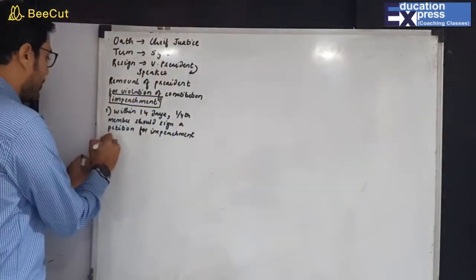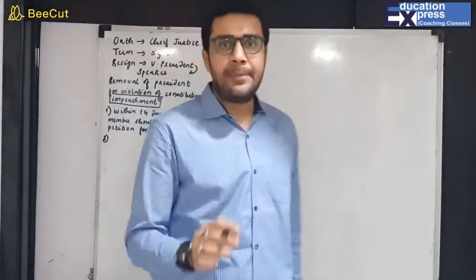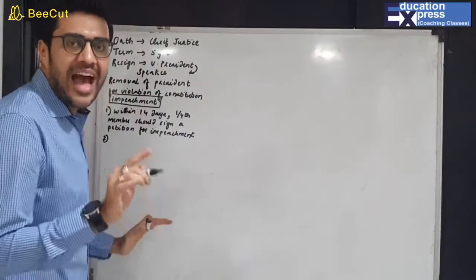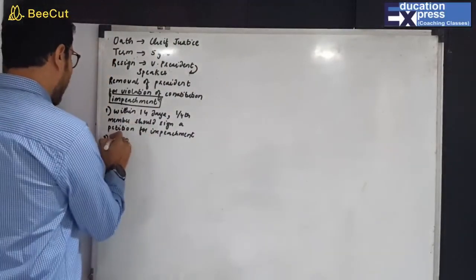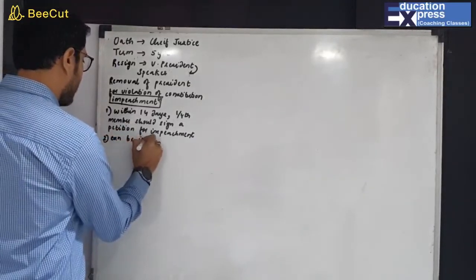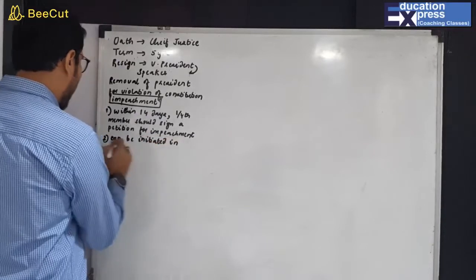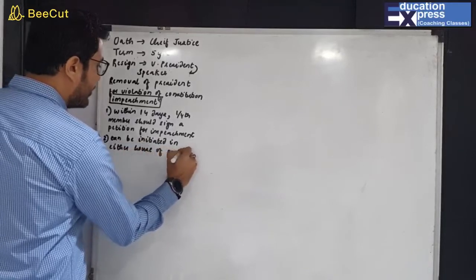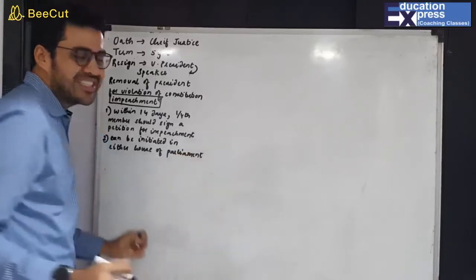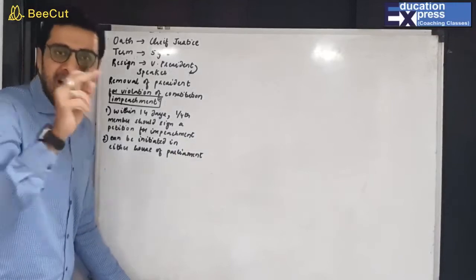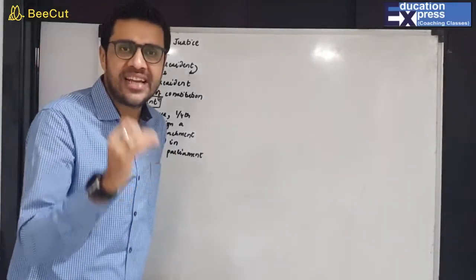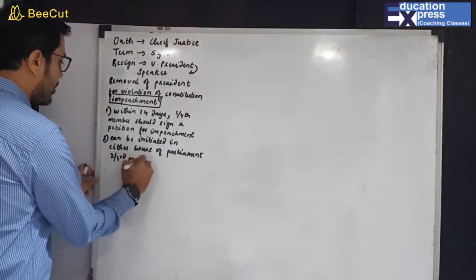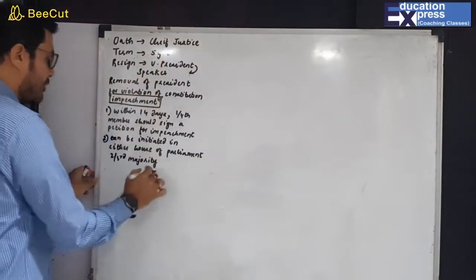Now, next one. This impeachment procedure can be initiated in either house of the parliament. It can start in Lok Sabha also or in what? Rajya Sabha. Afterwards, if everything is against the president, it has to be passed by 2/3 majority. 2/3 majority should pass for impeachment in the house.